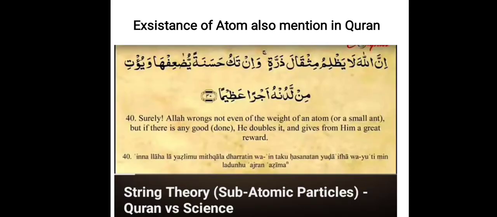There is also one authenticity: the existence of the atom is also mentioned in the Quran. There is a verse in the Quran that says that surely Allah wrongs not even the weight of an atom or a small ant, but if there is any good done, He doubles it and gives from Him a great reward. In this ayah, Allah subhanahu wa ta'ala Himself tells us the existence of an atom, that the atom is there.